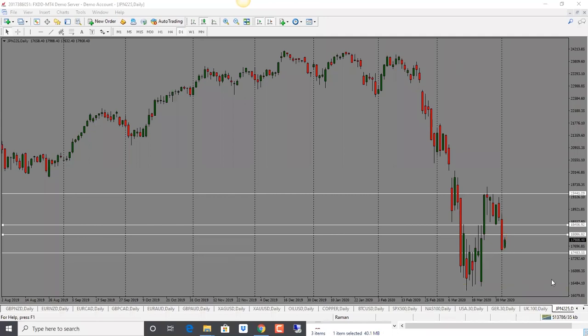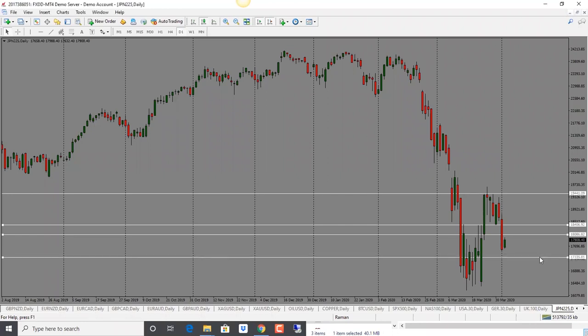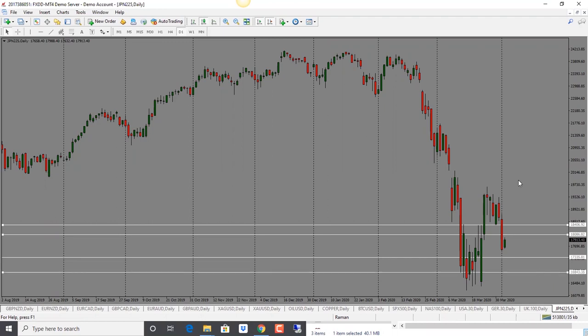So bias is bearish. Now, in terms of our targets here, first target is 17,300, and then we have 16,800. So bias is bearish here for Nikkei.